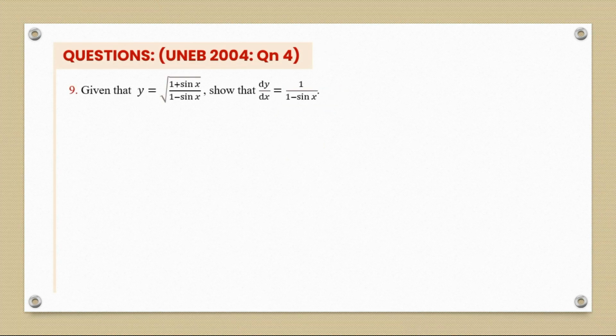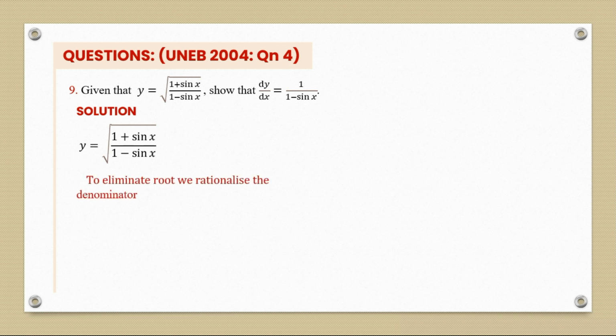Alright, so moving on to number 9. This is a question from UNEB 2004, and this was question number 4. We're being told that given y is equal to the root of 1 plus sine x over 1 minus sine x, show that dy dx is equal to 1 minus sine x. So how do we solve this? This number is going to be a little bit challenging unless we find a way of eliminating that root quickly.